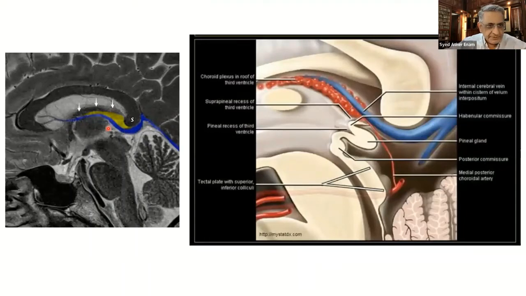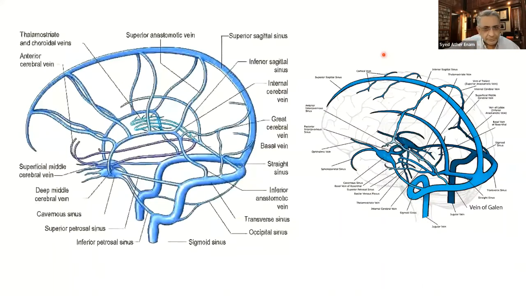You can see how the internal cerebral vein is actually traveling in that cavity, in that cistern, in that velum interpositum, and how it's coming out. As it comes out, it's below the splenium of the corpus callosum, and it's medial to the fornices, which are going to join together and be on top of that. So this venous anatomy is very important when we are approaching the ventricles.